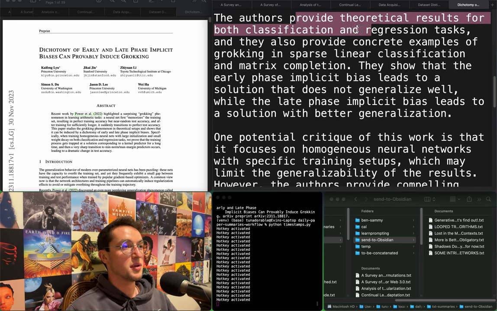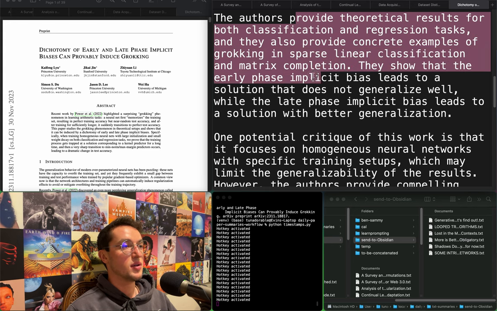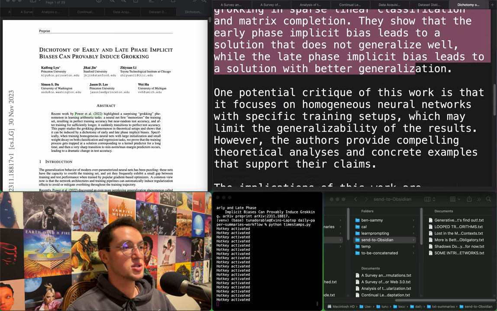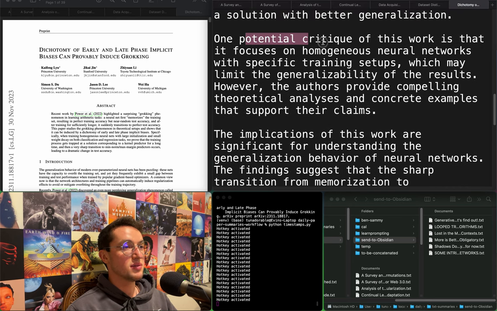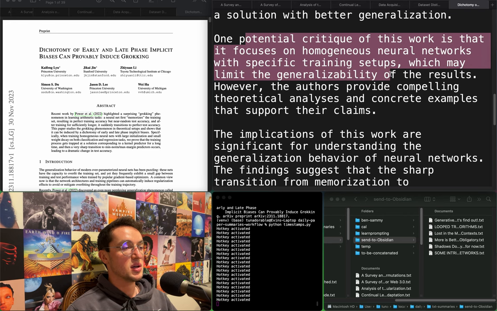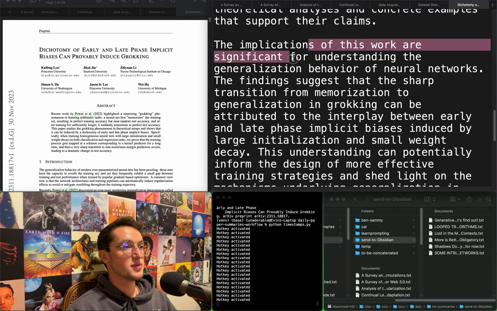Provide theoretical results for both classification and regression tasks, and they also provide concrete examples of grokking in sparse linear classification and matrix completion. Show that the early phase implicit bias leads to a solution that does not generalize well, while late phase implicit bias leads to a solution with better generalization. A potential critique of this work is that it focuses on homogeneous neural networks with specific training setups. Implications are significant for understanding the generalization behavior of neural networks.